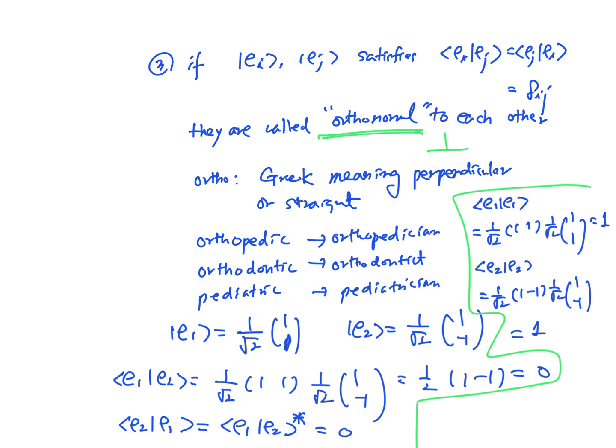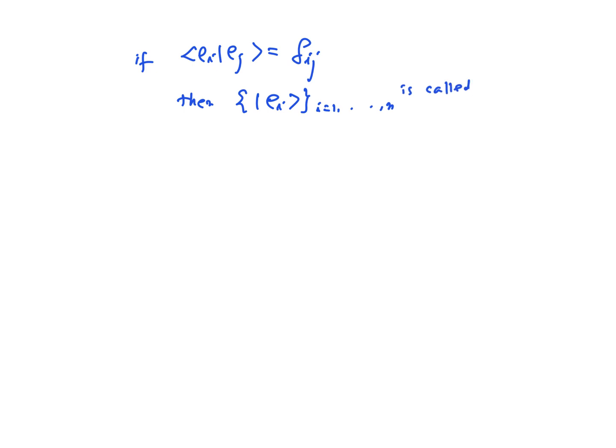So if we have EI, EJ equal to the Kronecker delta, which we learned last week, right? That means when I and J are the same, it is equal to 1. When they are different, it is 0. Then this particular set is called an orthonormal basis, for an N-dimensional vector space.